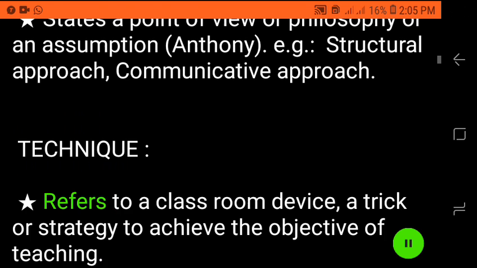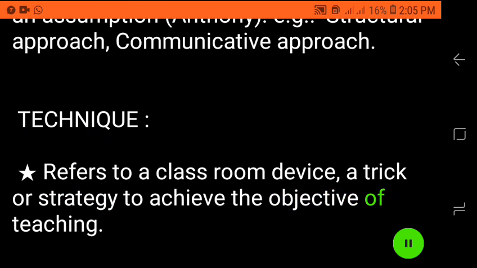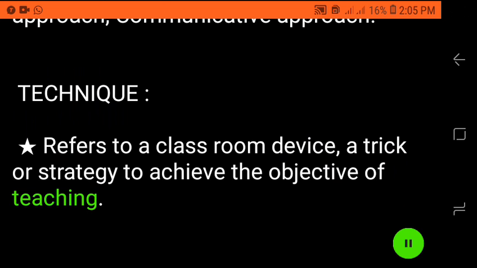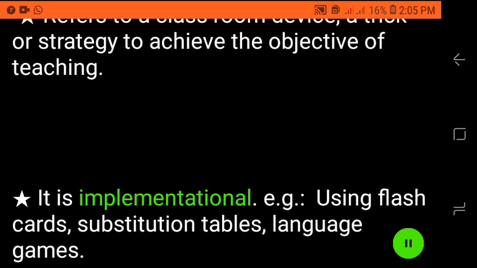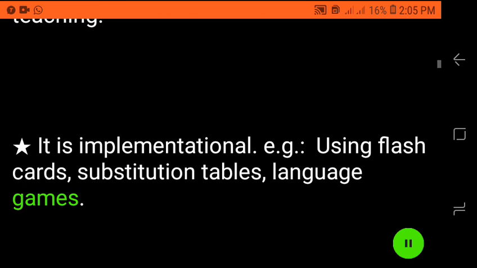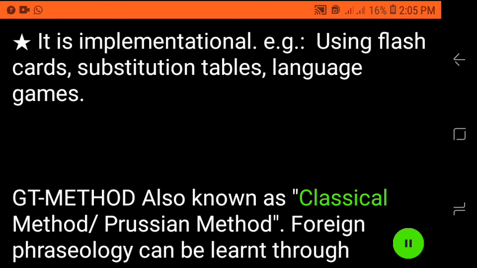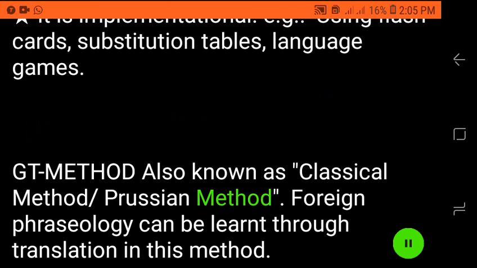Technique refers to a classroom device, a trick or strategy to achieve the objective of teaching. It is implementational. E.g., using flashcards, substitution tables, language games.